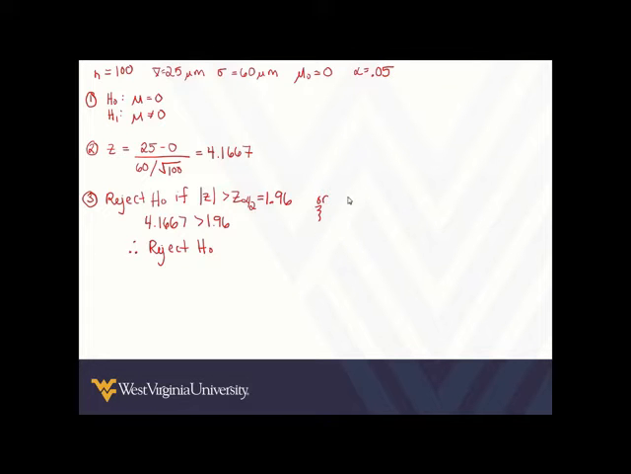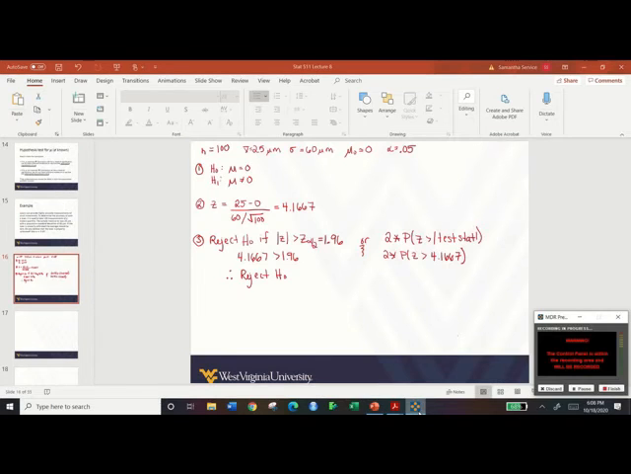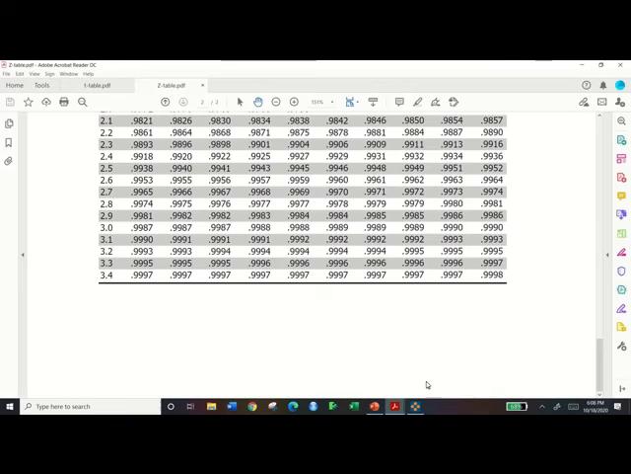So we may recall that our p-value, since it is a two-sided test, will be 2 times the probability of z being greater than the absolute value of our test statistic, which in this case is the probability of Z being greater than 4.1667. And this is a pretty large value if we think about it using our 68, 95, 99.7 rule. I do want to pull up our Z table.